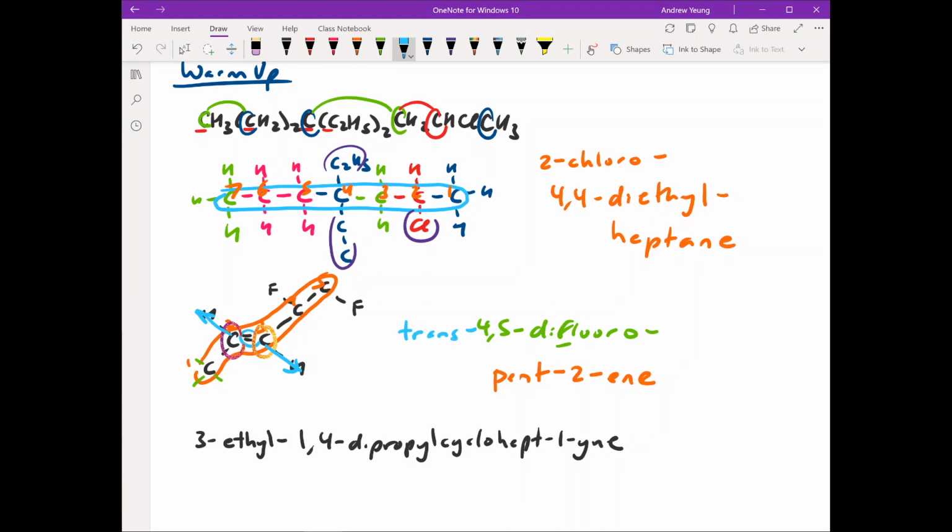So if we have cis or trans, you have to include that cis or trans right at the beginning. And there we go, so, trans-4,5-difluoropent-2-ene. That's the full name of that molecule.